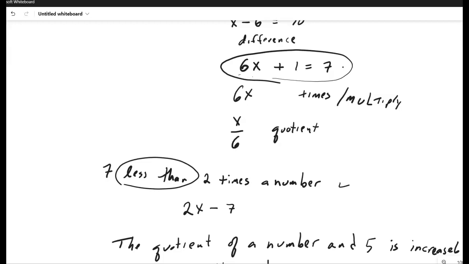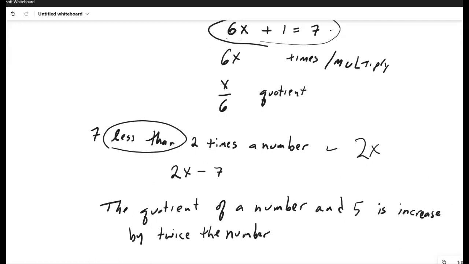An example of this would be 7 less than 2 times a number. It's going to be your job to be able to translate that into an algebraic expression. 7 less than means I'm taking 7 away from some quantity. 7 less than 2 times a number. Well, 2 times a number is 2x, 2 times x. So 7 less than 2 times the number, 2x minus 7, would be our expression.